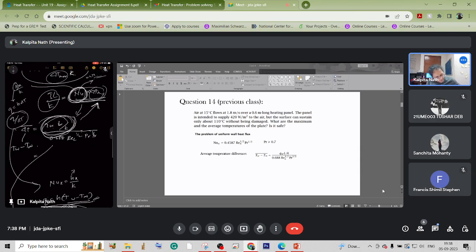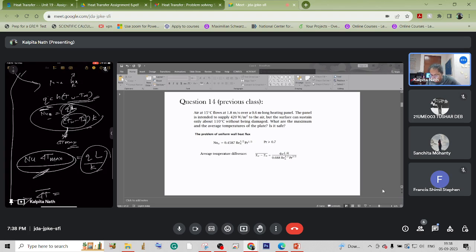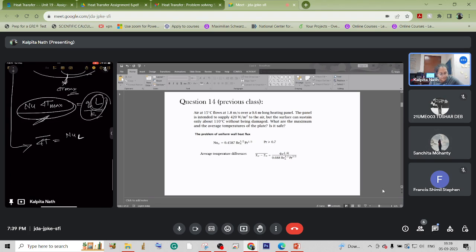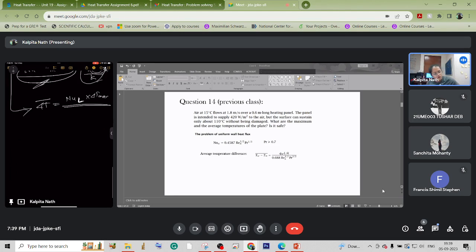This will be delta T bar is equal to Nusselt's number overall. Remember this is overall because we have taken this as L. Whenever we take this L for the whole plate, that will be overall. So this is overall Nusselt's number into delta T maximum, the maximum temperature difference. Whether it is local Nusselt's number or overall Nusselt's number, the temperature difference will be the same, so this will remain the same.